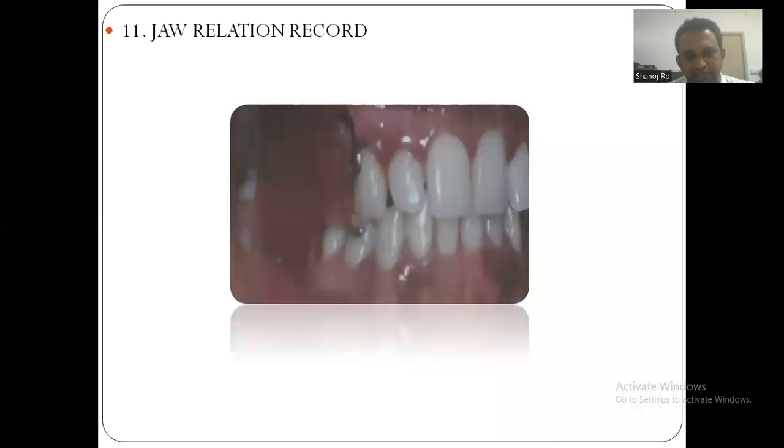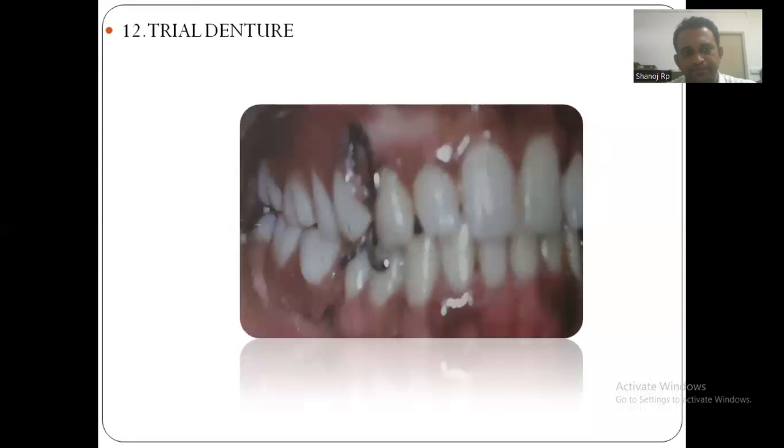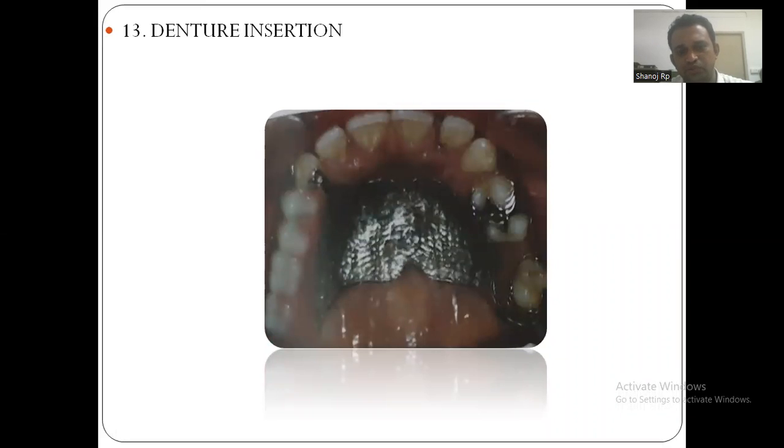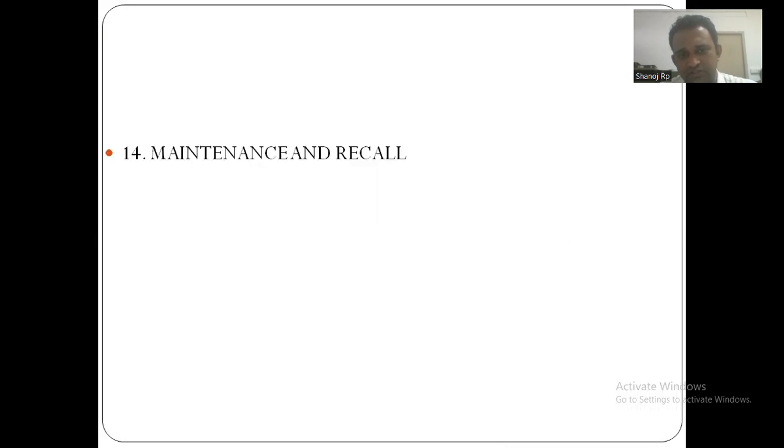Once this is done, the occlusion rims are attached to the framework and jaw relation is done. This is followed by a trial. Then after that, you transfer it to the articulator and do your teeth setting. Then you try it in. Once that is done, it is transferred to the patient and the proper try-in is done. If you're satisfied, then you go for acrylization. Once it's acrylized, you do the denture insertion. Once the denture insertion is done, you go for your maintenance and recall. That is after 24 hours, after 1 week, and then after a month.